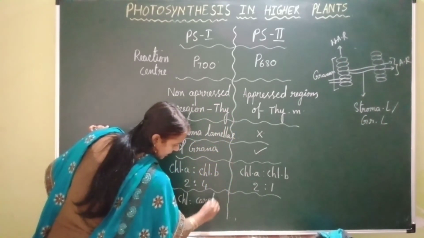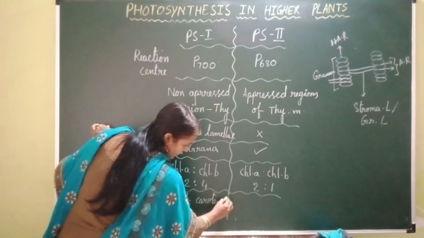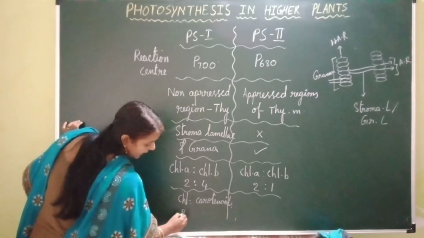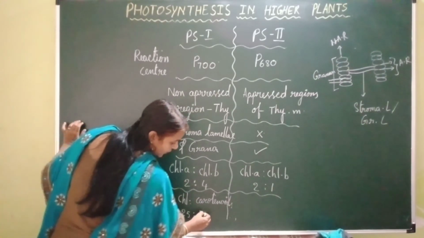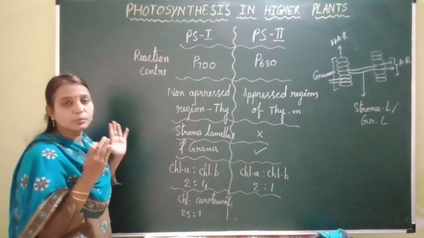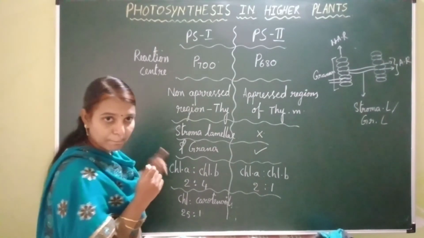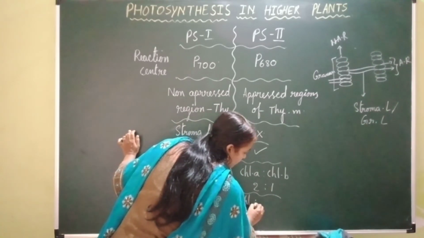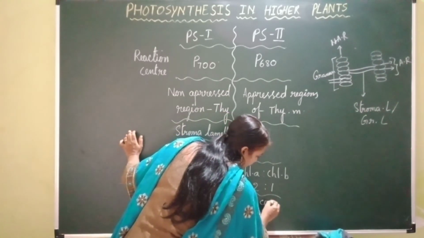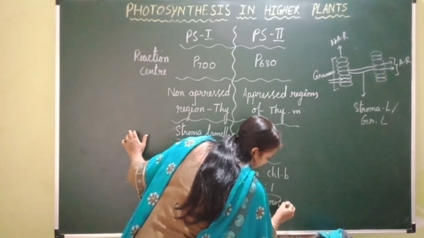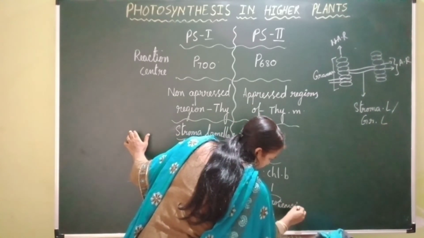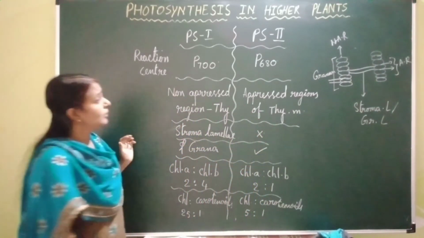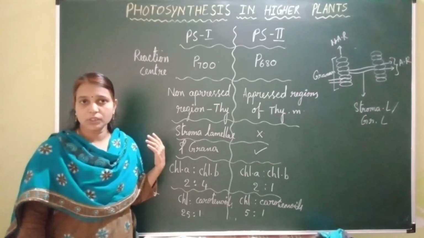Right. Next coming to the ratio between the content of chlorophyll and carotenoids. In photosystem 1, the ratio between the chlorophyll and carotenoid content is 25:1. That means the amount of chlorophyll is much more in photosystem 1 when compared with that of carotenoids. In photosystem 2, the ratio between the chlorophyll and carotenoids is 5:1. So this is about the differences between photosystem 1 and photosystem 2.